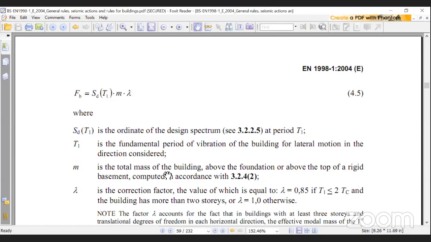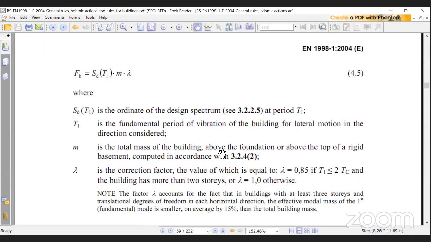Now, one thing that you need to know here, we are only considering the mass of the building above the foundation, or above the top of the rigid. So I have not included the weight of the foundation. Yes, the foundation is there, but you don't include it. But if there is a basement, then you have to include that basement, because the basement is not the foundation. Below the basement, there has to be a foundation.